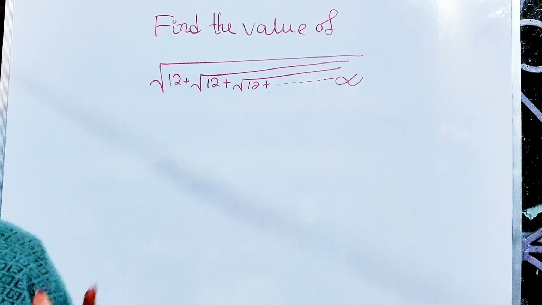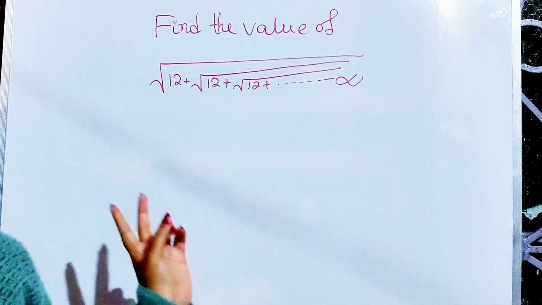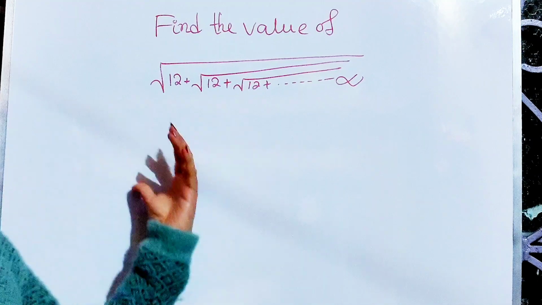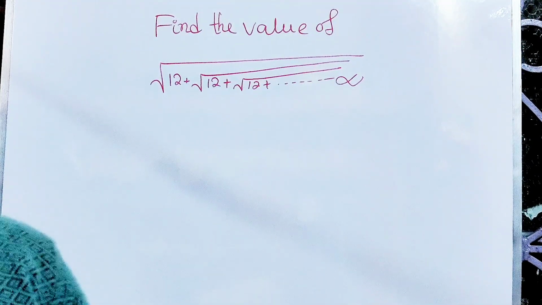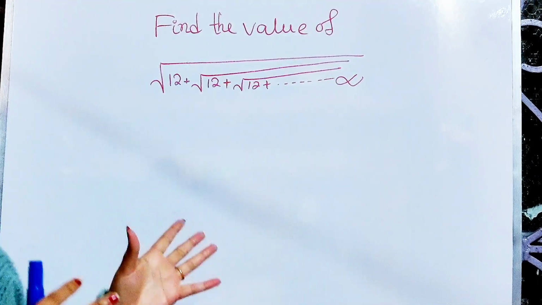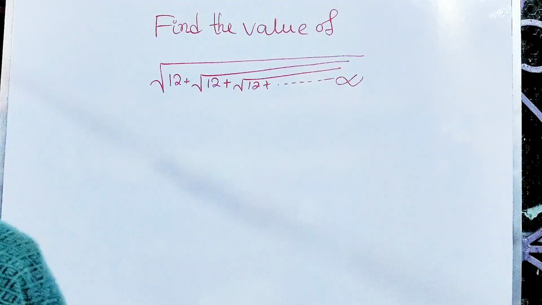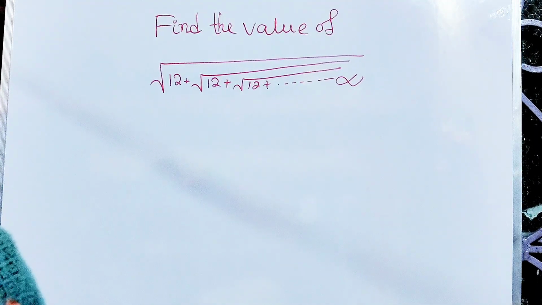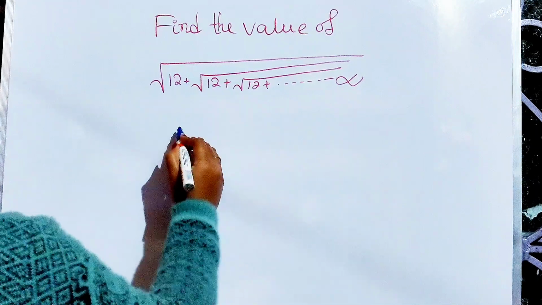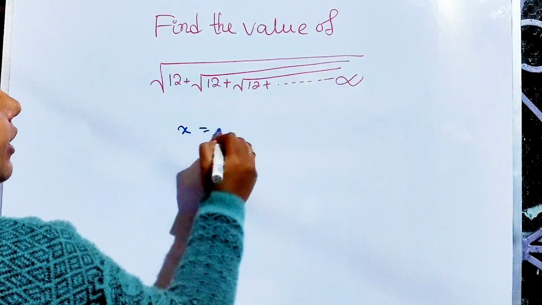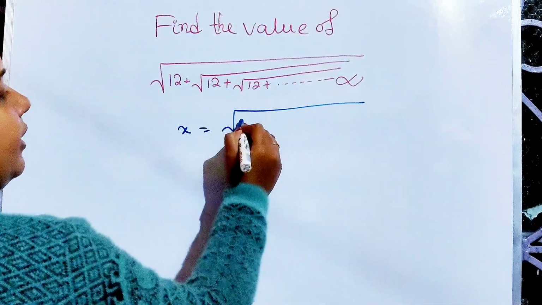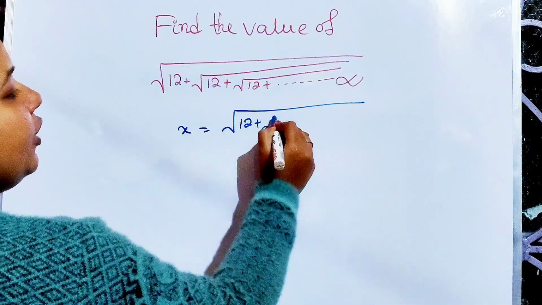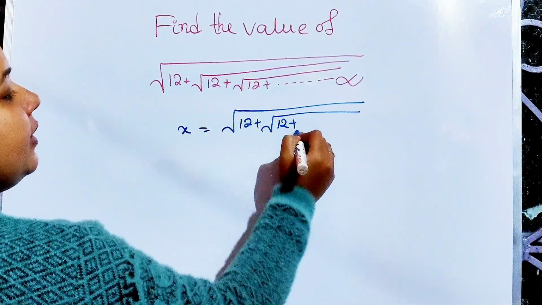First, see, this is given: root under 12 plus root under 12 plus root under 12 up to infinity. First, we have to take it as one variable. Suppose I am taking the variable as x. So you have to write here x equals to this number: root under 12 plus root under 12 plus dot dot dot infinity.